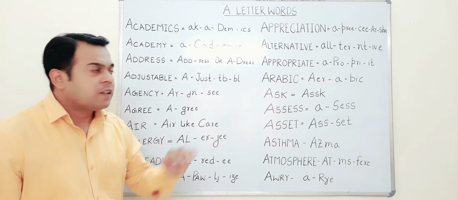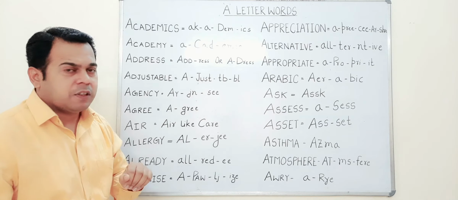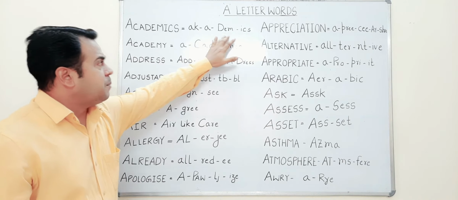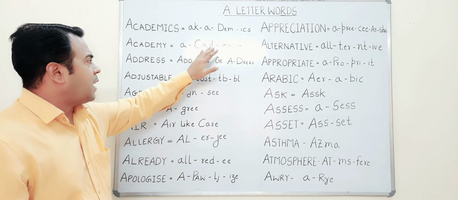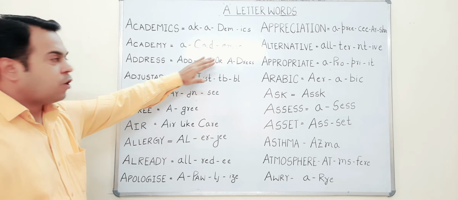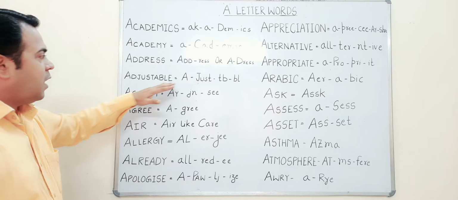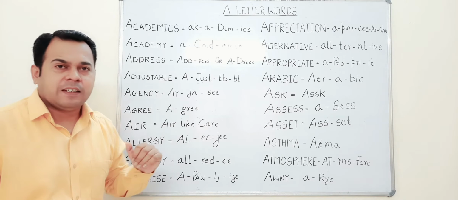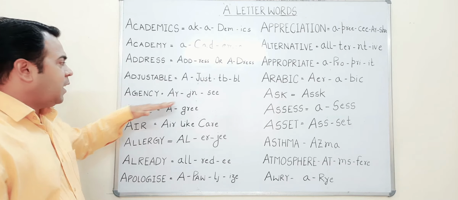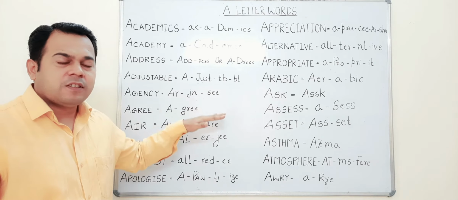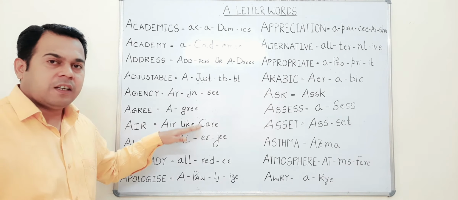Academics. Friends, here you have to emphasize on capital letter words like academics, academy, address, adjustable. Here D is silent, so you have to say adjustable. Then agency, then agree.